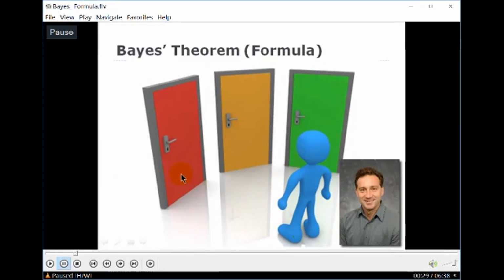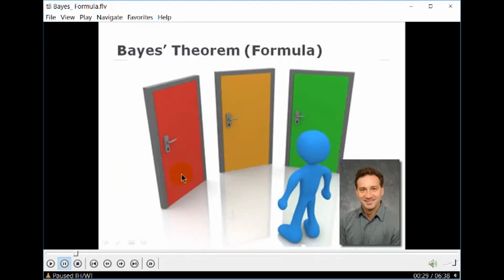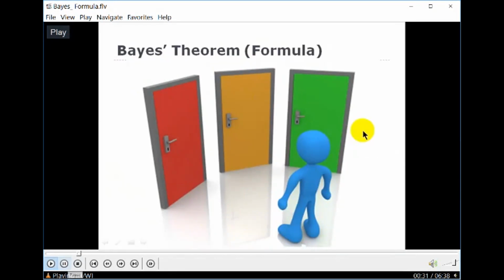So the same problem that we just faced before anything else, there are three choices that our player has to choose. This is an unconditional probability, really.